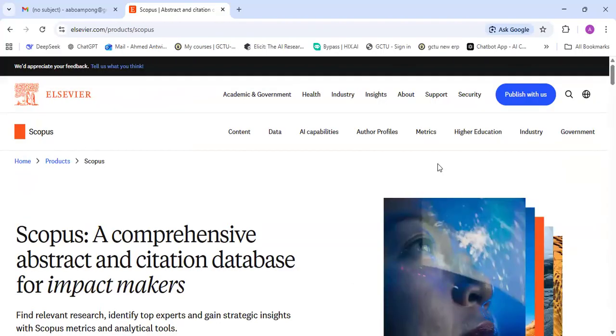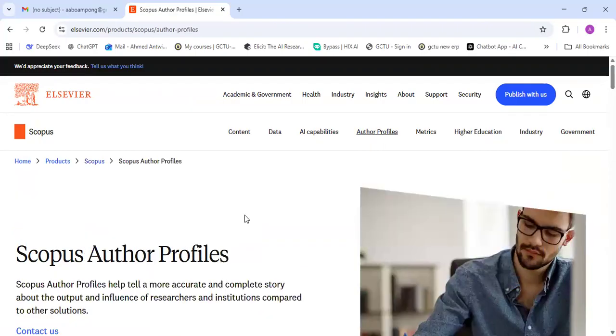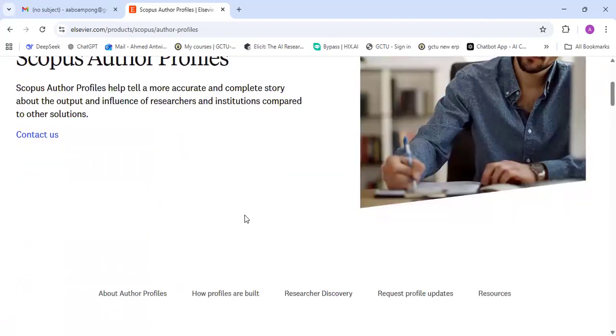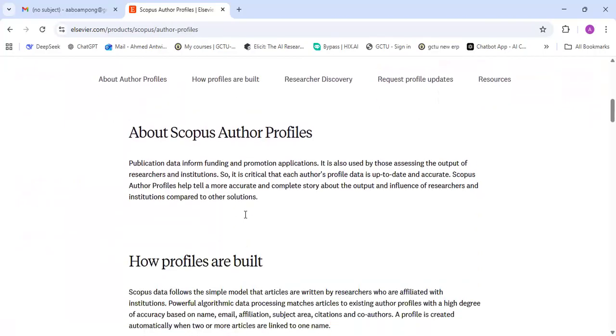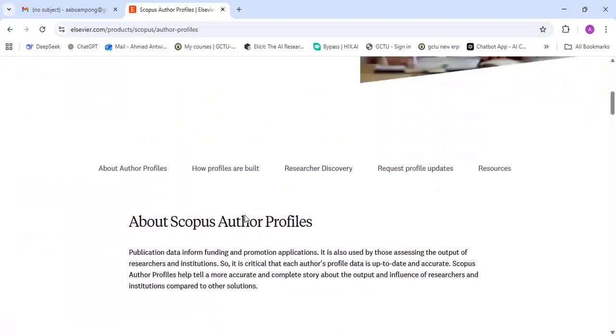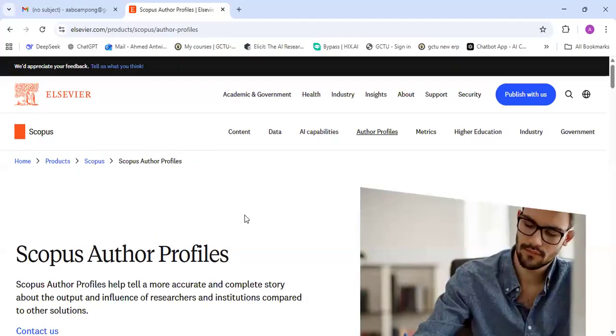So if you want to check author profiles, you click on the author profile and put in the name of the particular author you want to look for. It would go and check, and you would see whether the author is making any good contribution. If you want, you can put my name in there and find out whether I have some papers there and so on and so forth. So these are some of the databases.